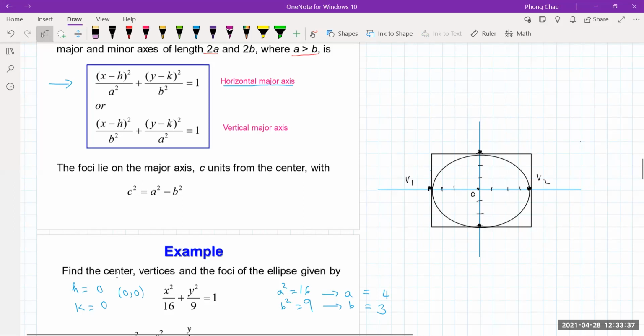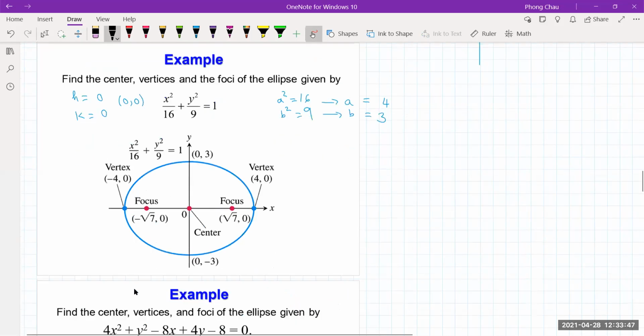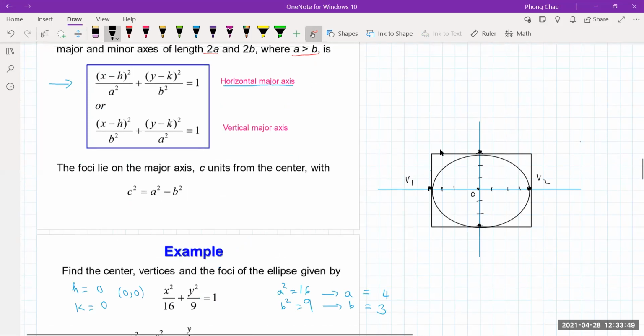And again, we are asked to find the center and the vertices. And so what are the answers, right? The center is at 0, 0. Got that one. So at the origin. Where are the vertices? Vertices right here, it's -4, 0, and over here is 4, 0. So we're going to have V1 -4, 0, and V2, it's 4, 0.